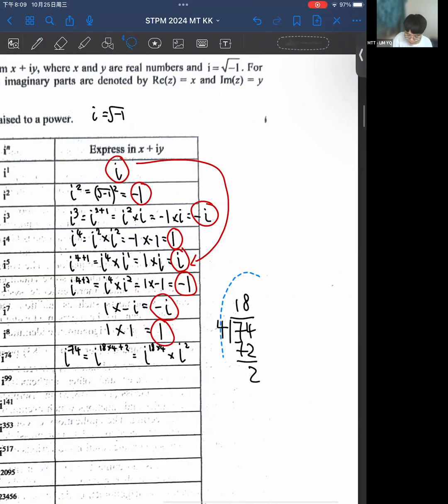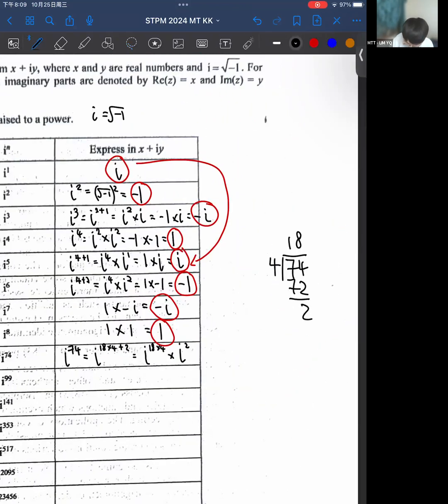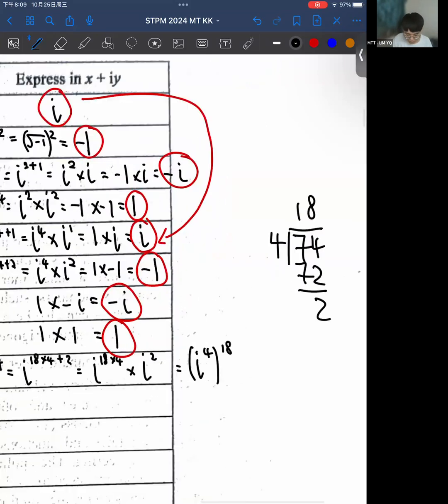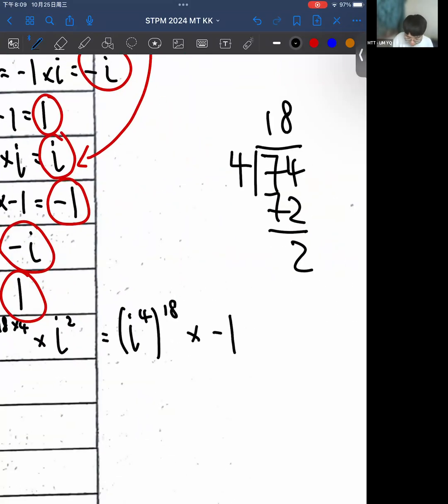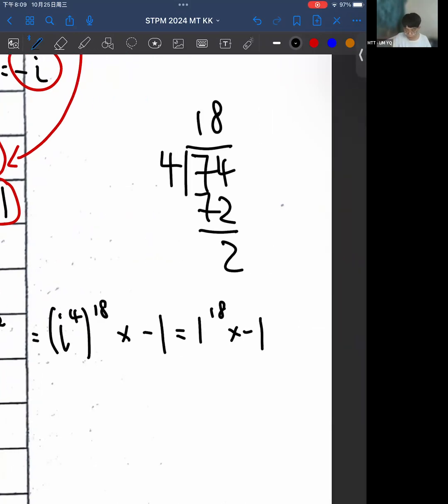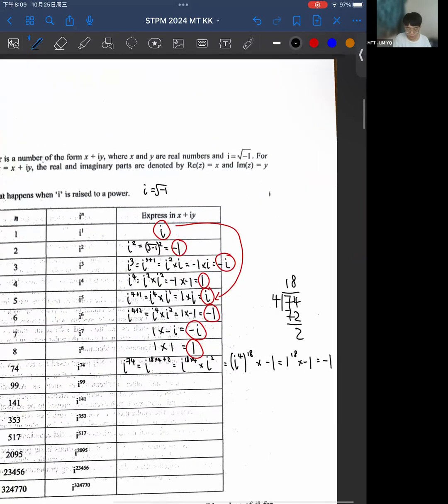Like this, okay, and then 18 multiplied by 4, associative, change the order, i to the power 4, bracket, power 18, correct? Check by your index rule. When you raise a power to another power, it is bracket and then power. Multiply by i squared, which is -1. Now, i to the power 4 is 1, and 1 to the power of 18 is still 1. So 1 multiplied by -1 is -1. Finally, you get -1. So this is for the case 74.